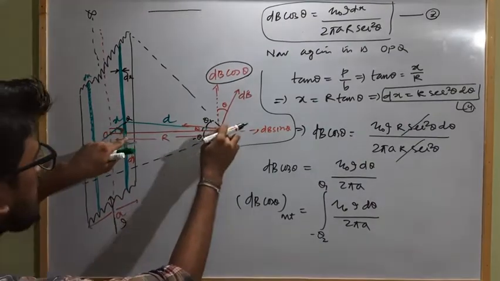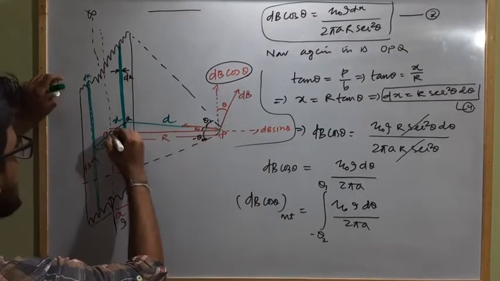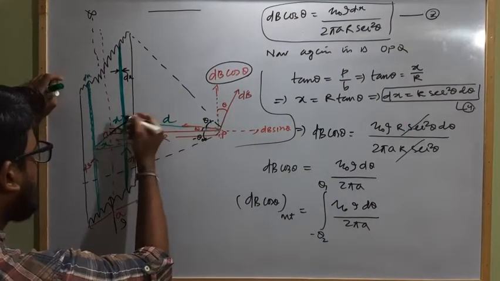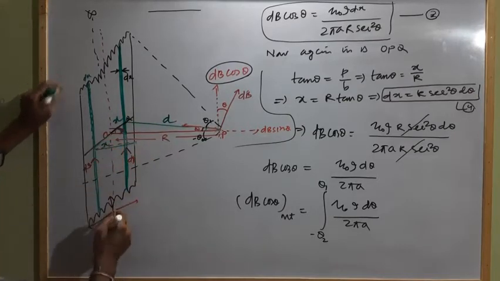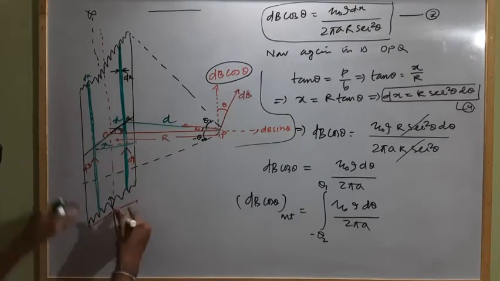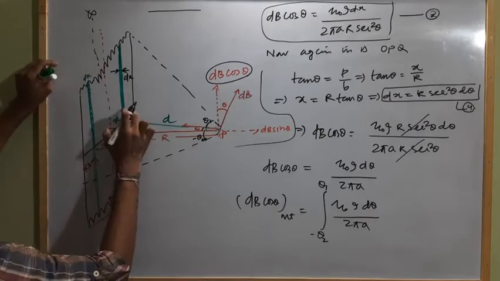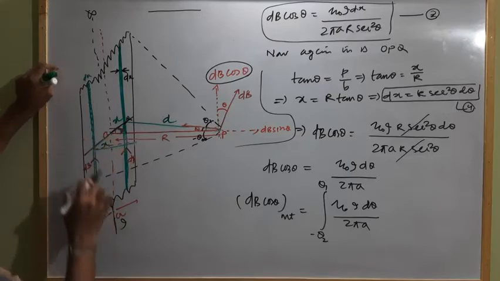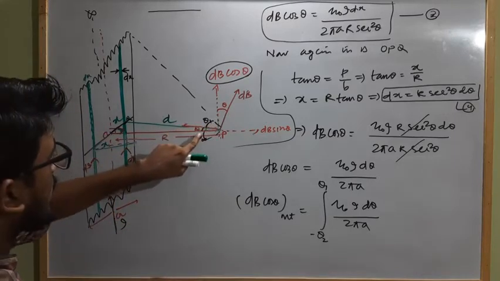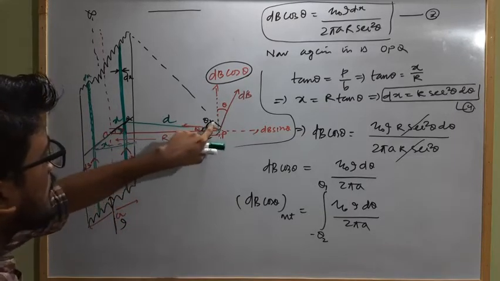As this length is r, and this length can be maximum up to a by 2 in this direction and up to a by 2 in this direction, as the total length is a. So from the bisector, this length will be maximum up to this end, a by 2, and this length will be a by 2, and this angle will be theta 1 and this angle will be theta 2.